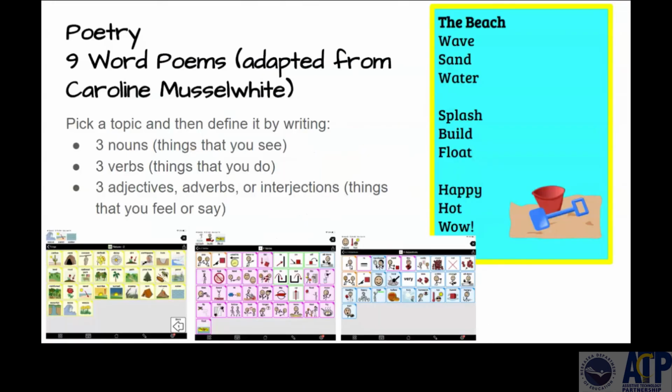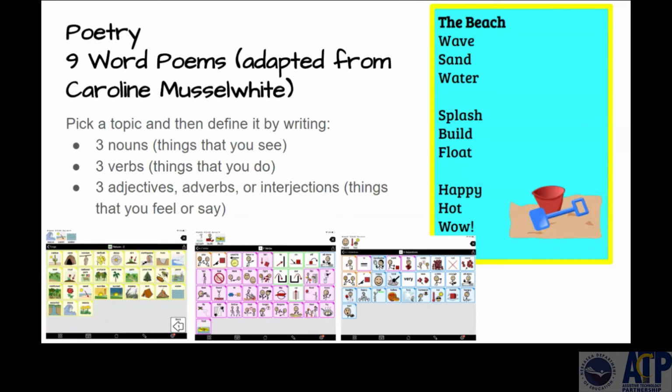Poetry provides many options for shared writing. 9-word poems, which are adapted from Caroline Musselwhite, are a fabulous way to engage your class in shared writing. Pick a topic and then work with your students to define it by writing 3 nouns or things that you see, 3 verbs or things that you do, 3 adjectives, adverbs, or interjections, things that you feel or say.